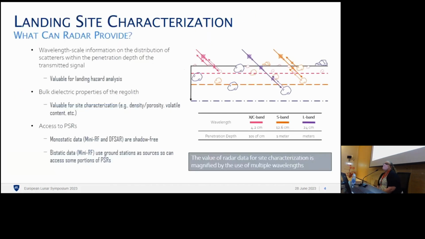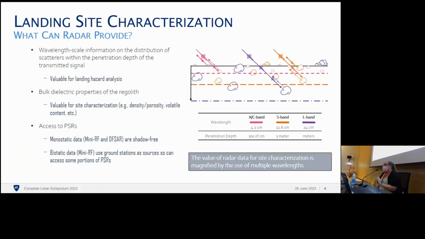When we're looking at the radar data, it's really important to understand what it is that it's telling us. We're very used to looking at images, and we understand intuitively what that means. But because radar is a much longer wavelength, it's telling us about things that are bigger in scale.